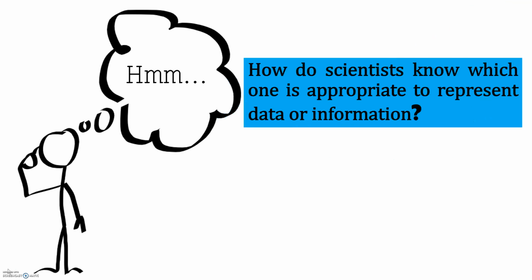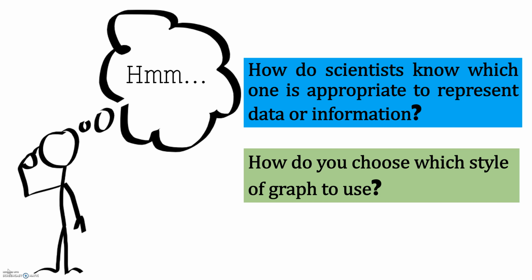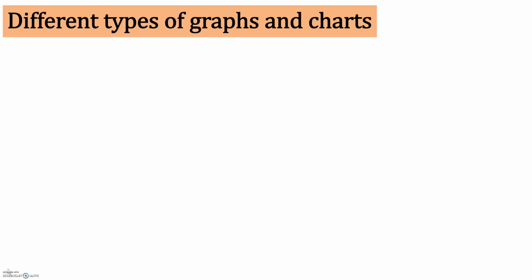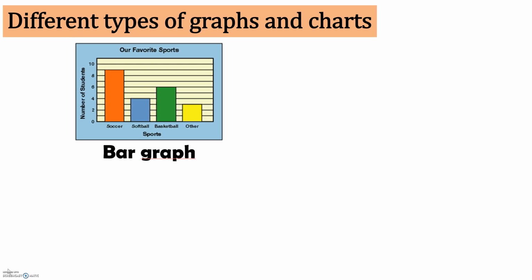How do scientists know which one is appropriate to represent their data or information? Or better still, how do I choose which type of graph to use? A bar graph uses a bar to show data. Bar graphs are used to compare things between different groups or to track changes over time. Therefore, bar graphs show variables that are independent of each other.